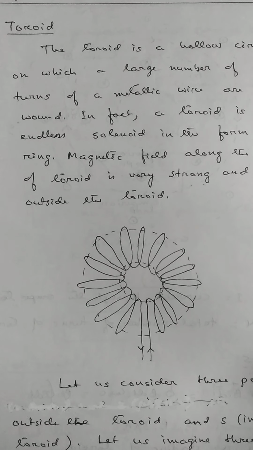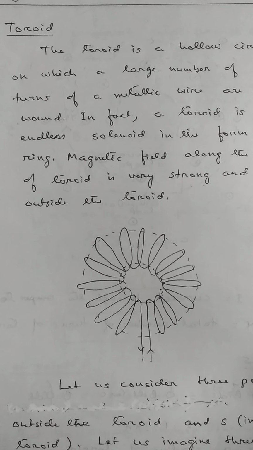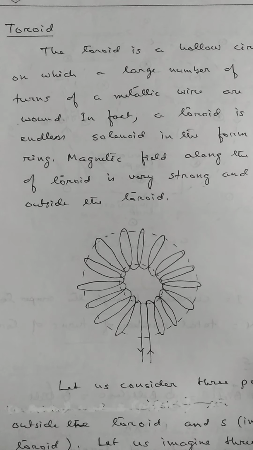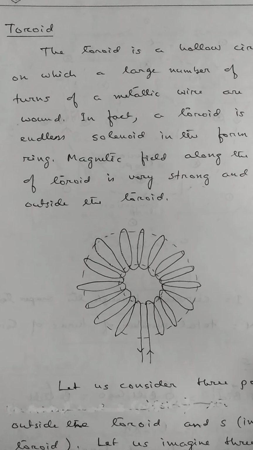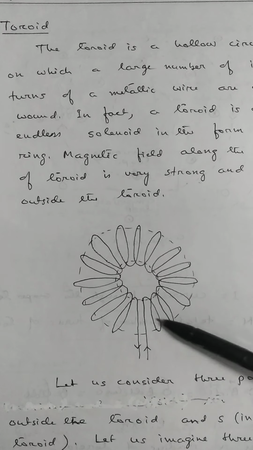So if we bend the solenoid in the form of a circular ring, then what happens? Both the free ends of the solenoid come close to each other and they attract because of opposite polarity, and will take a form like this.